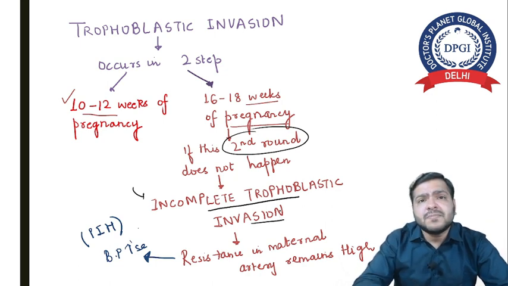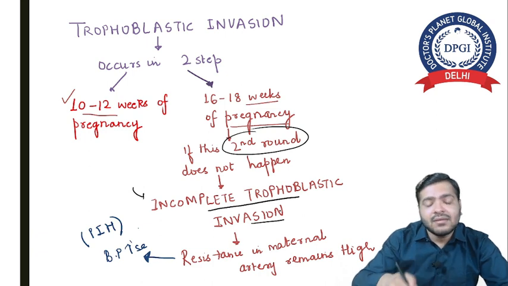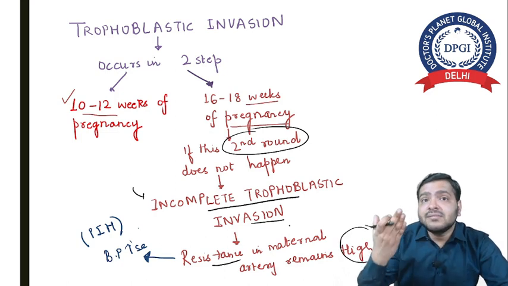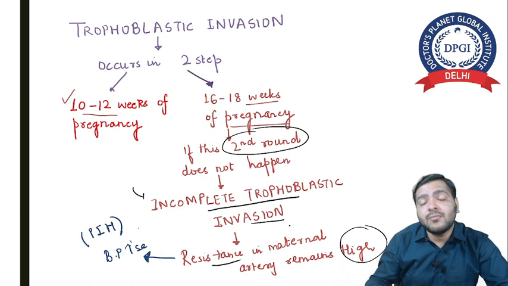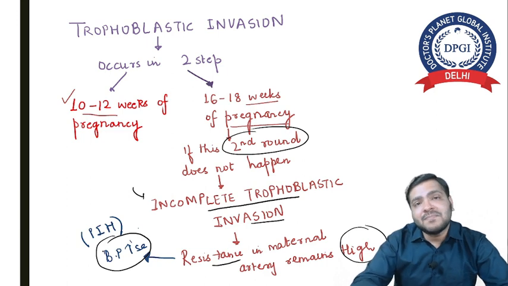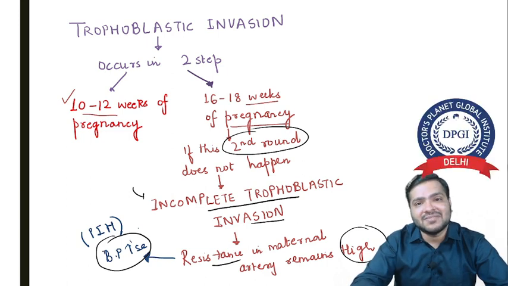Now, what was the purpose of trophoblastic invasion? So that the resistance in maternal arteries can decrease. But if it is not getting completed, what will happen? Ultimately, the resistance in the maternal arteries will remain high. And if resistance is high, less blood will come over there, and what will happen? The BP will increase, and you all know that increased blood pressure is known as pregnancy induced hypertension.